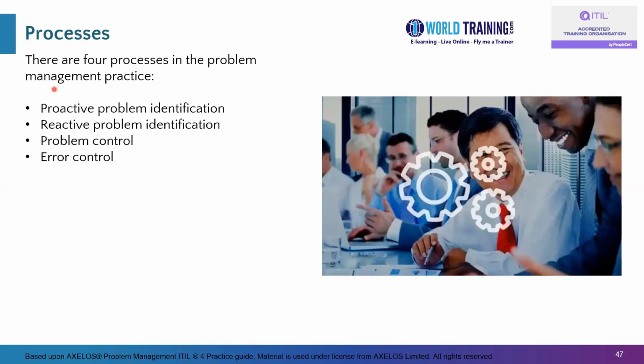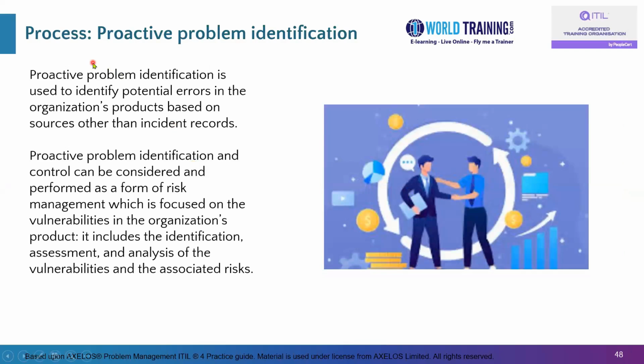As I mentioned briefly earlier, there are 4 processes in this practice. You might recollect the 3 phases of problem management. They were problem identification, problem control, and error control. So we have essentially those 3 phases converted into 4 processes, because for identification, we have proactive problem identification and reactive problem identification, which you already know. And then we have problem control as a process and error control as a process. So the first 2 processes take up the identification phase, and afterwards we have a process each for the problem control and the error control phase. Let's dig into each of these processes in more detail.